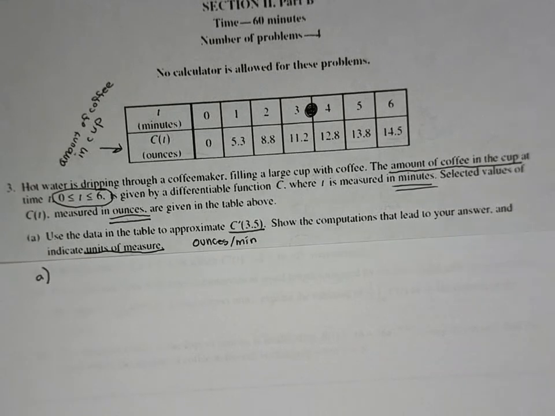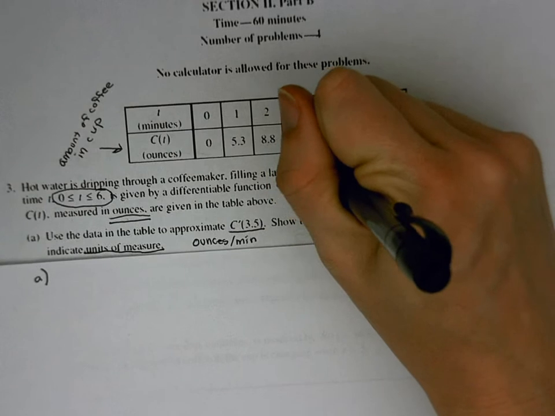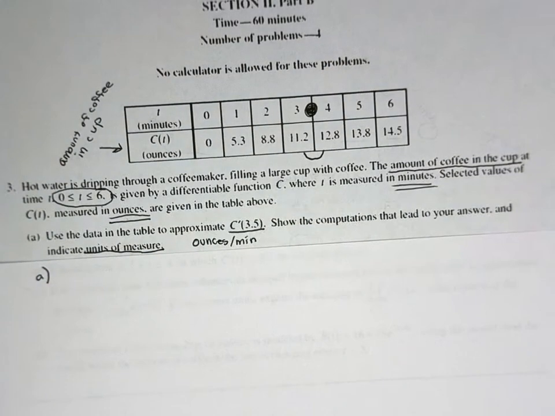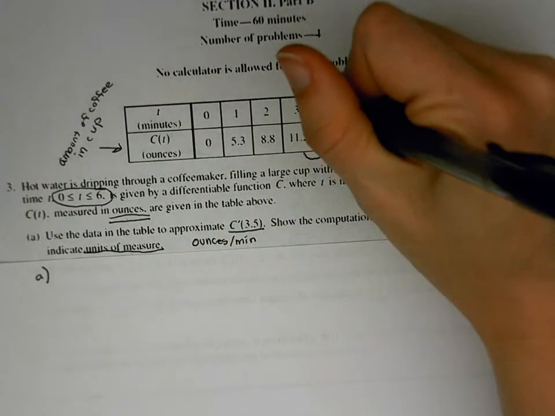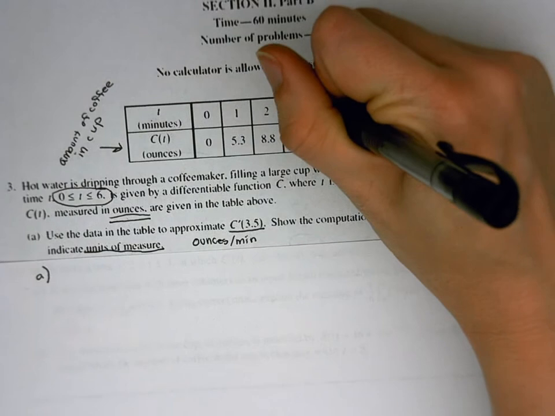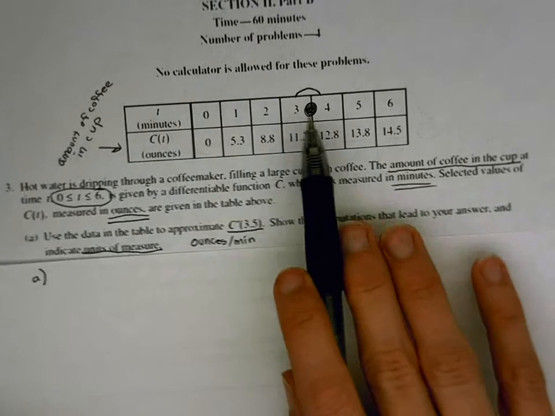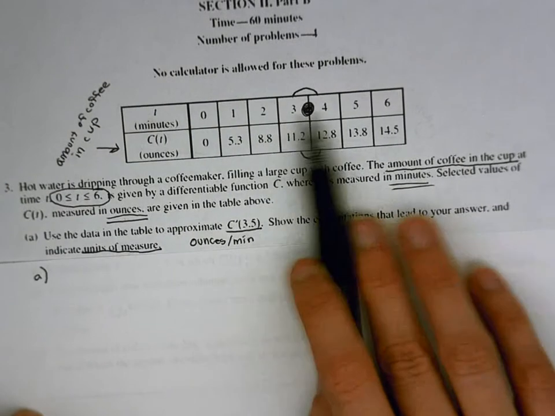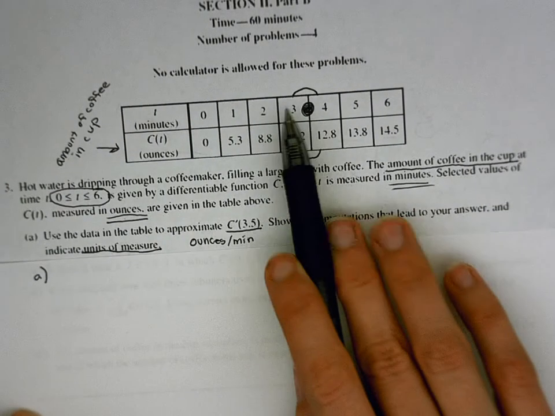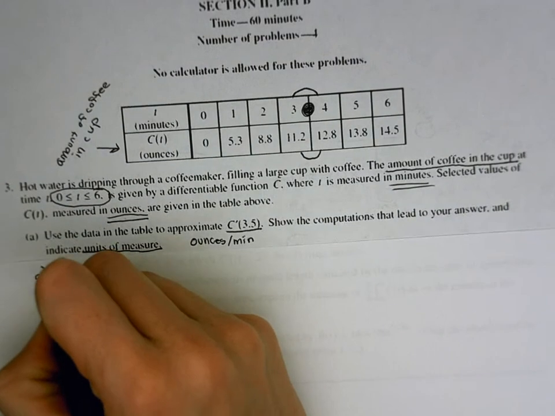Slope is change in y, so my 11.2 and my 12.8, over change in x, my 3 minus my 4. Change in y over change in x. It's like, okay, I can approximate 3.5, the in-between of these two numbers, by doing slope. Change in y over change in x. That's what a derivative is. Derivative is slope.